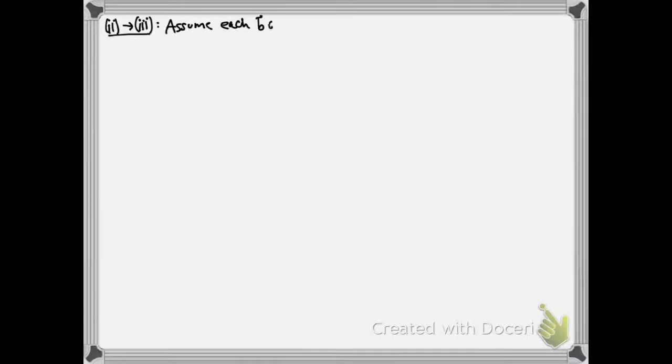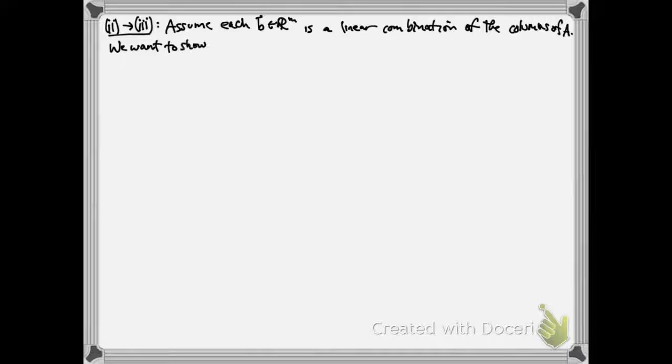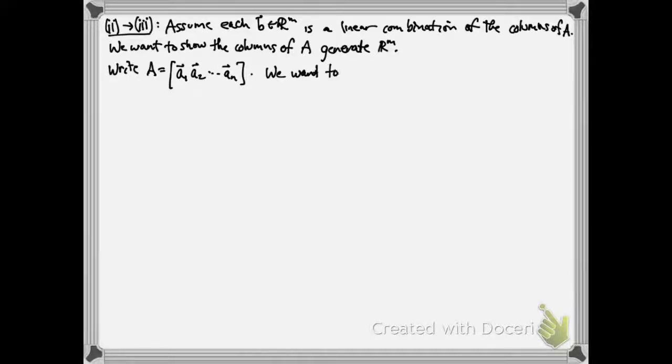So now let's turn to 2 implies 3. We start off by assuming that every vector b is a linear combination of the columns of A. And then we want to show that the columns of A generate Rm. So again, we're going to write the columns of A as A1, A2 up to An, and we want to show that the span of A1, A2 up to An is equal to Rm.